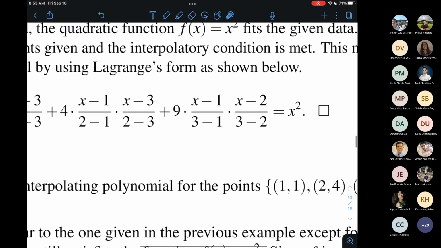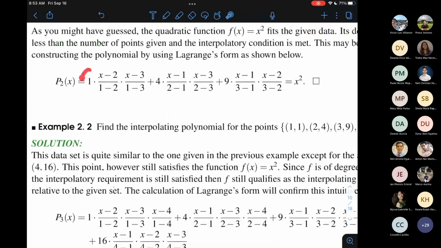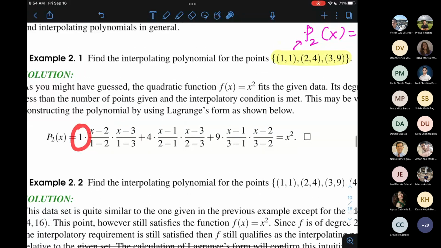Pwedeng mano-mano kasi tatatlo lang naman yung data, no? Para makuha si P sub 2, first function value. Function value at 1, kinuha ko to. Ito yung f of x sub 1. Tapos ito yung Lagrange basis polynomial, L sub 1 of x.